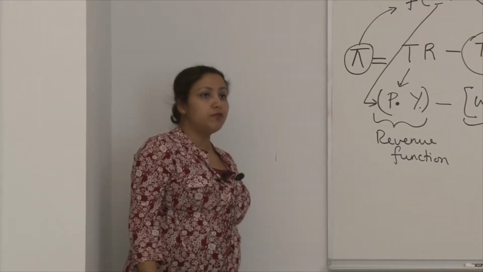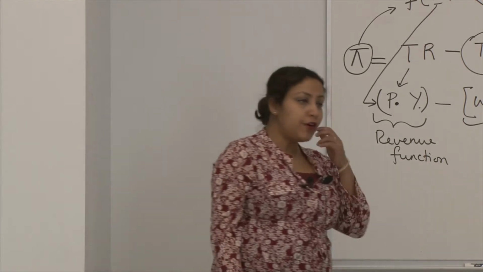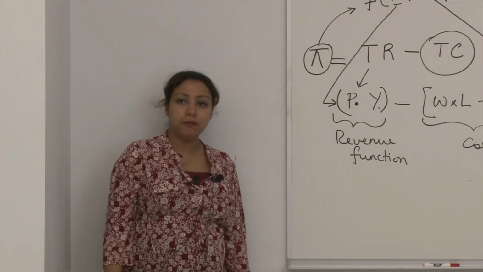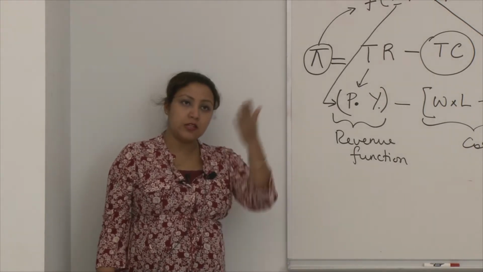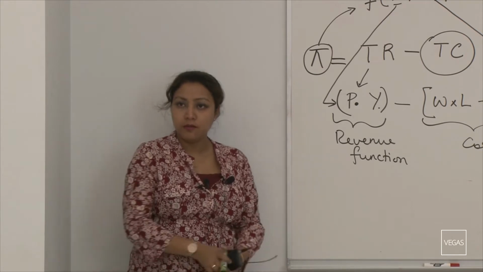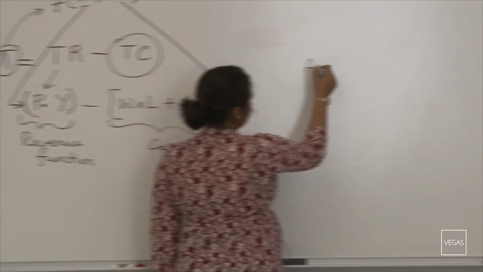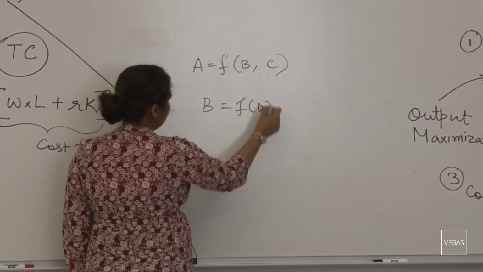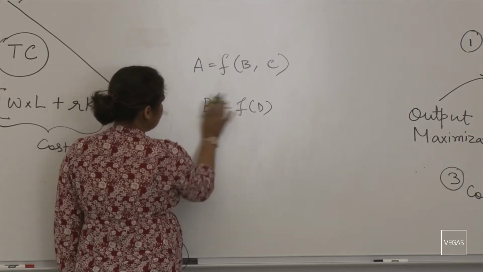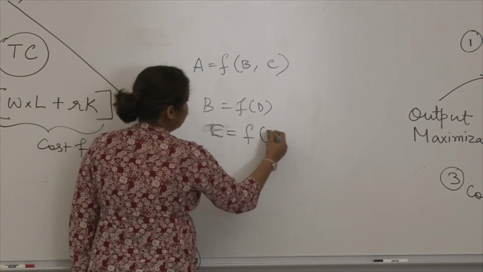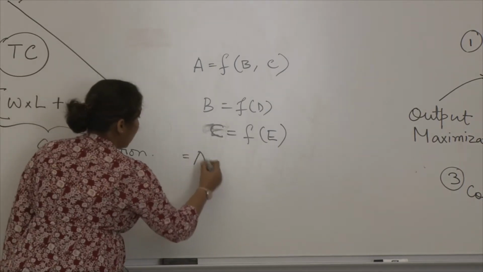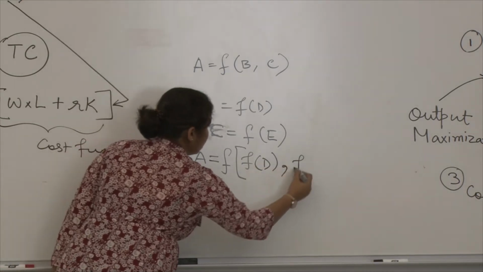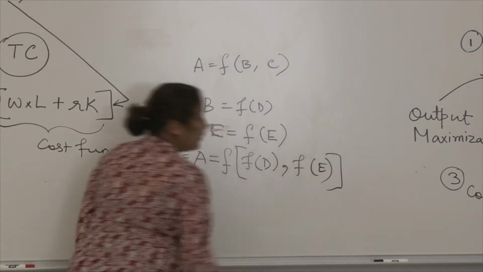So, A is a function of B and C, B is a function of D, and C is a function of E. So A is also a function of D and E, because B means D and C means E. Do you see what I am saying? In that case, A itself by transitivity becomes a function of D and E mathematically.